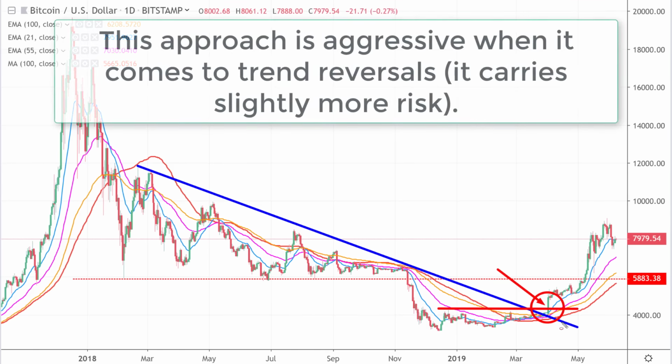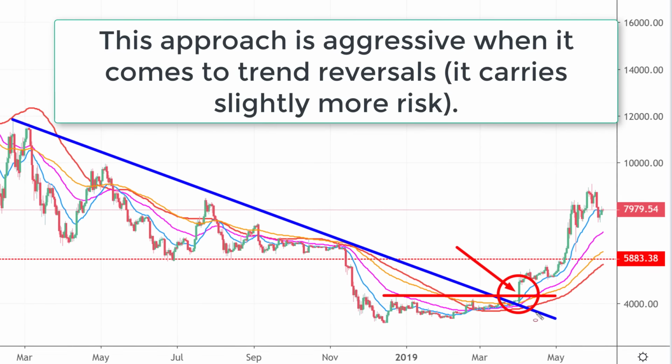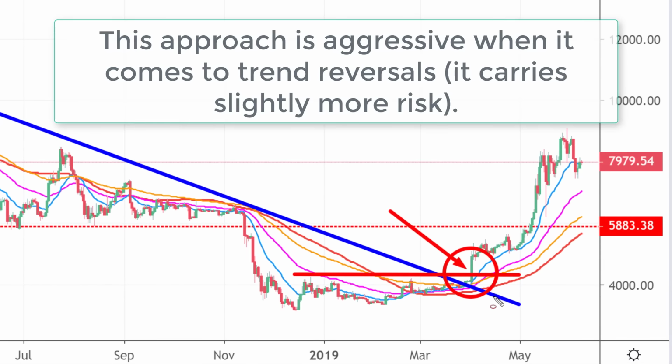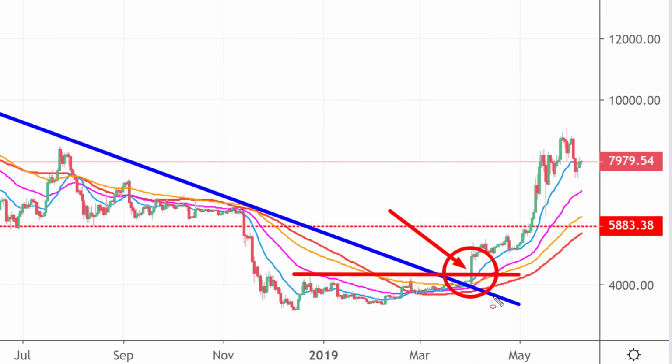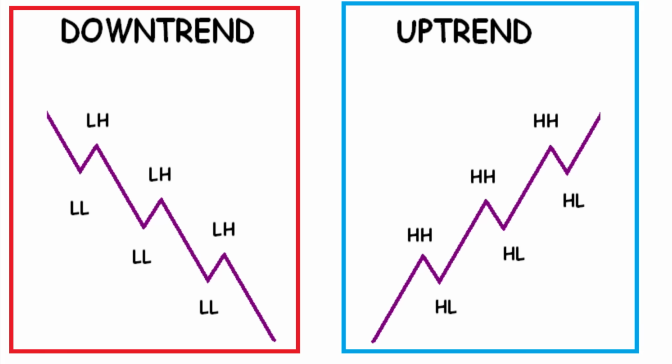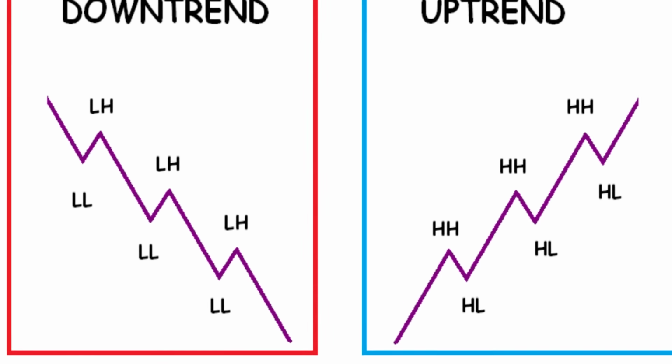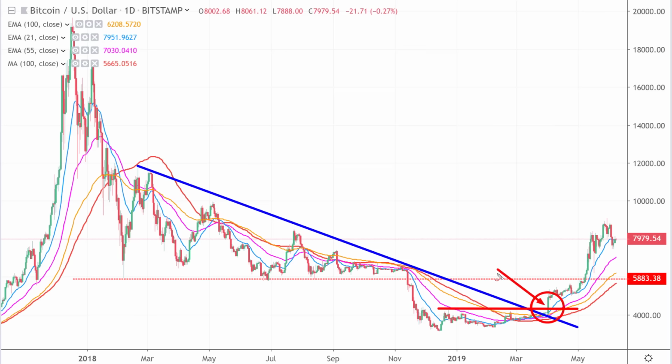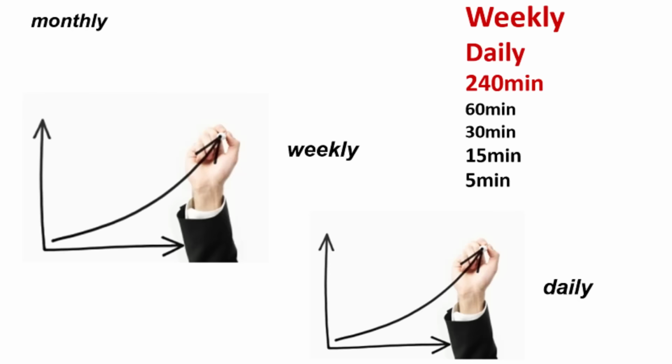Now, that is one way to approach it. I would say that's an aggressive way to approach a trend following strategy, and it's not complete. What many people forget is that for a trend reversal, in other words, from a downtrend to an uptrend, you need a reversal not just on the daily time frame, but also on the higher time frame.